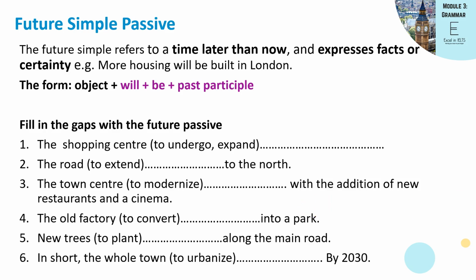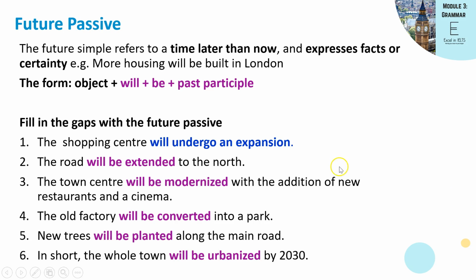So let's go through the answers now. With the exception of one, the rest follow this form. And the reason why one doesn't is because of this verb. It's an exception. You cannot use it in the future simple passive. So you have to say undergo. You need to keep the verb as it is. But the rest have been changed.